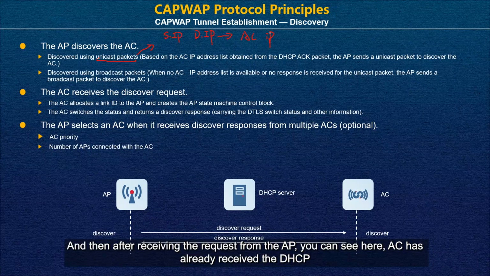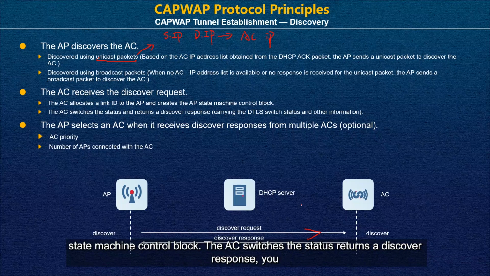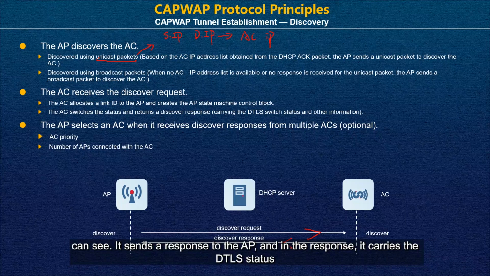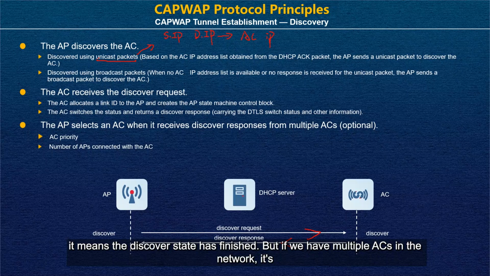And then after receiving the request from the AP, you can see here, the AC has already received the DHCP request. So what should it do? Let's see. The AC allocates a link ID to the AP and creates an AP state machine control block. The AC switches the status and returns a discover response. You can see here, it will send a response to the AP, and in the response, it carries the DTLS switch status and other information. And then after receiving the discover response from the AC, it means the discover state has finished.